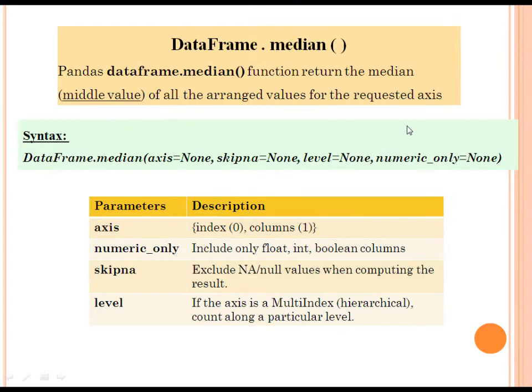Now I'll talk about median. So children, the median function in a data frame returns the median, that is the middle value of all the arranged values. It has 4 parameters: axis, skipna, level and numeric_only. These are the same as I told you earlier in the mean function. Now we'll move ahead and see how we can calculate the median.